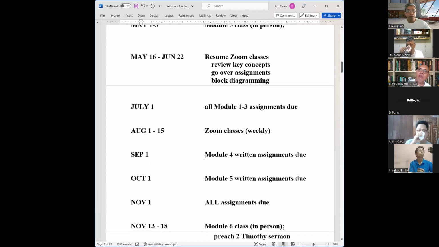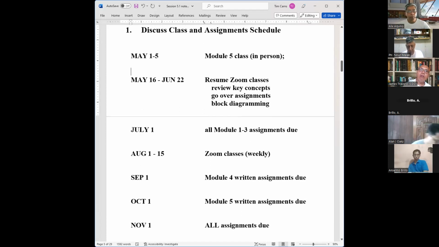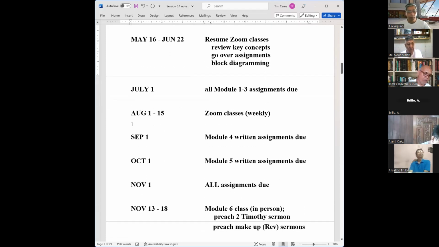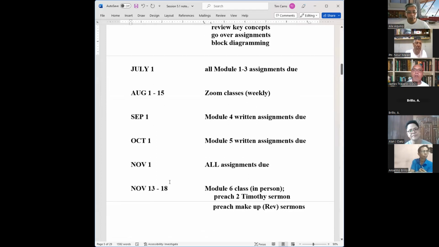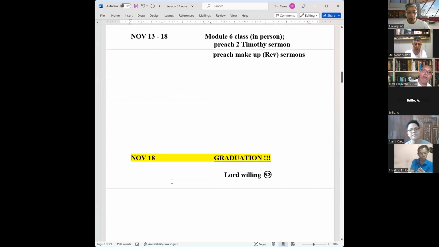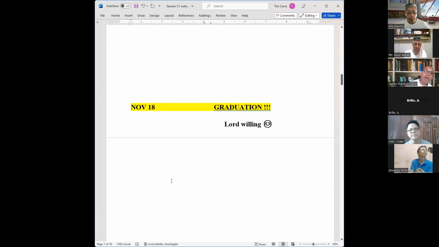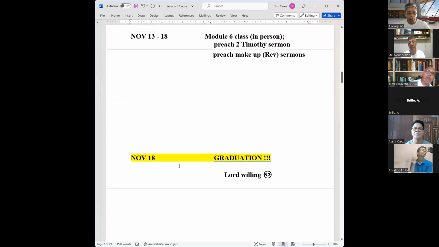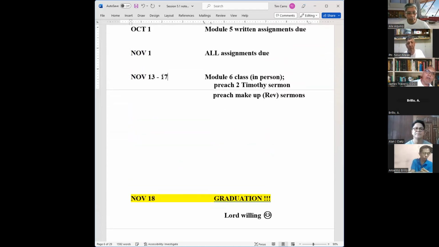But this is just to give you a general idea of what's going to happen here in the next few months, at least the plan. And if you can maintain these target dates, you'll be in very good shape to be finished for November 18th, which is, Lord willing, our graduation. So we'll keep that in front of us as our target. November 18th. So that's a Saturday. And as we get closer to that, we'll discuss more about the details, what's going to happen there as well.